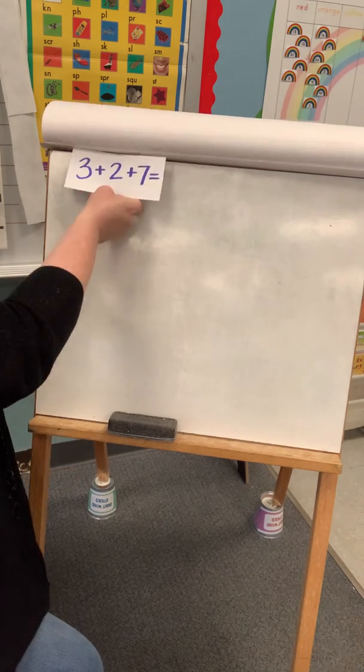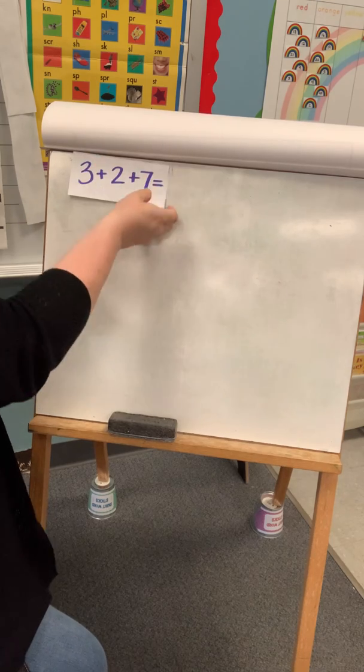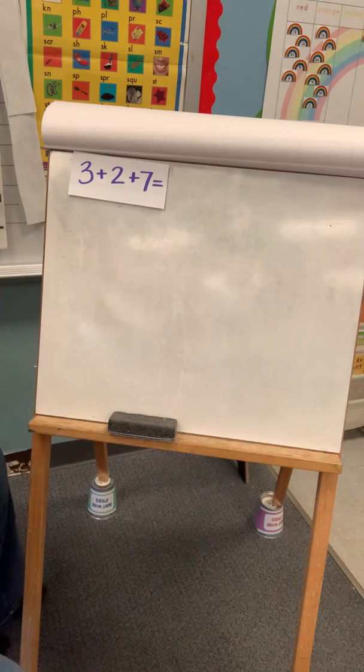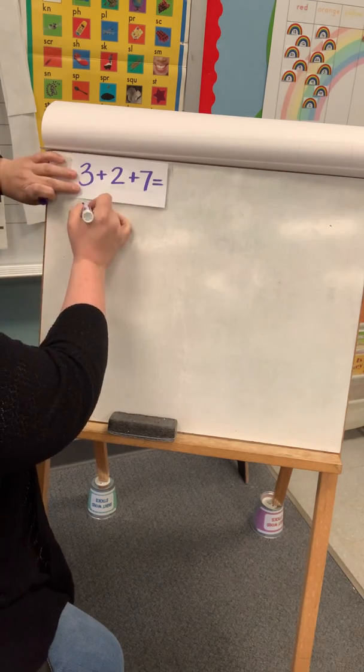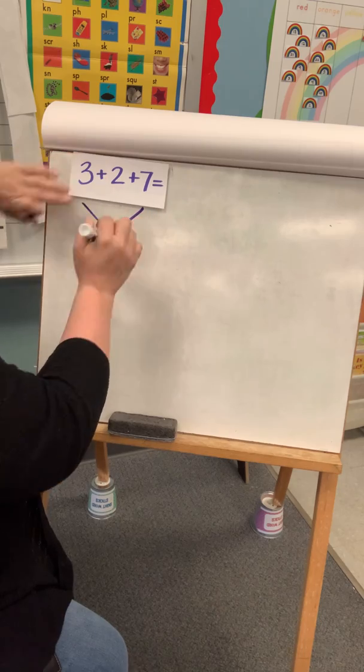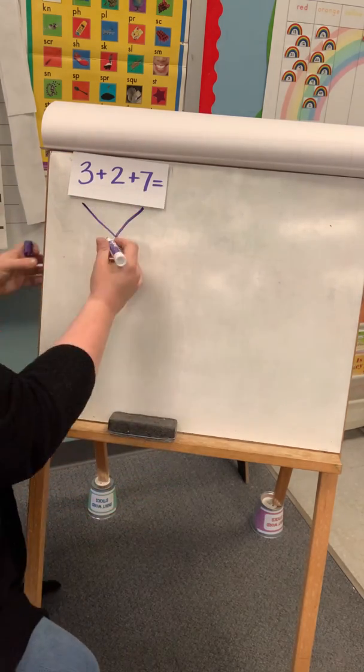Maybe I can find one that's a little more difficult. Oh, let's try this one. This one has a bigger number in there. Okay, so 3 plus 2 plus 7. I'm going to look for any double. I don't see any doubles in there that I know. Let's see. Oh, look, there's 3 plus 7. And 3 plus 7 is a friend of 10. 3 plus 7 is 10.